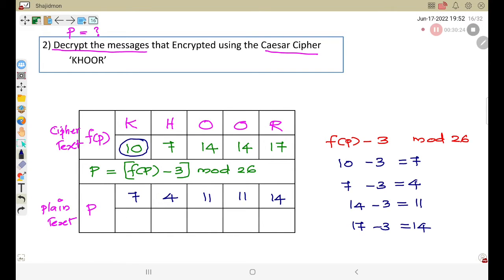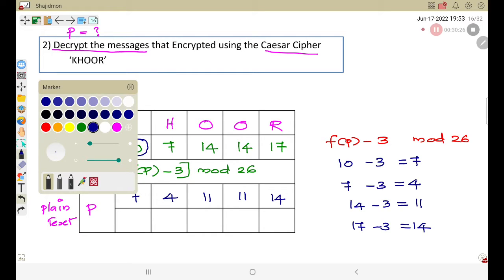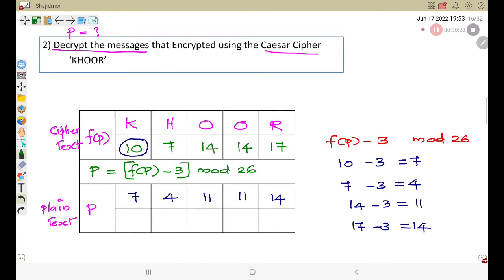Okay, so now we can convert these numbers into text. 7 means the letter H. 4 means E. 11 means L. And 14 means O. So what is the message here? The plain text is hello. I hope you understood how to do this question.